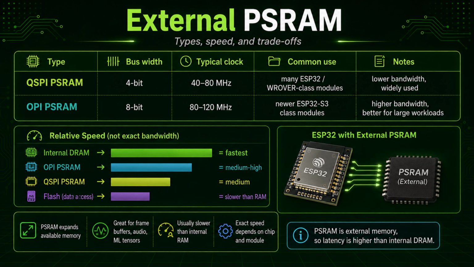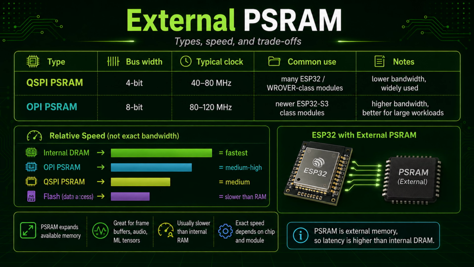Newer ESP32 variants, especially some ESP32-S3 configurations, can support Octal PSRAM. Octal interfaces transfer more bits per clock and can provide significantly greater bandwidth. However, we should not compare PSRAM only by clock frequency. External PSRAM still has higher latency than internal DRAM because the processor must communicate with an external memory device through the memory interface and cache system. So PSRAM gives us capacity rather than the absolute lowest latency.